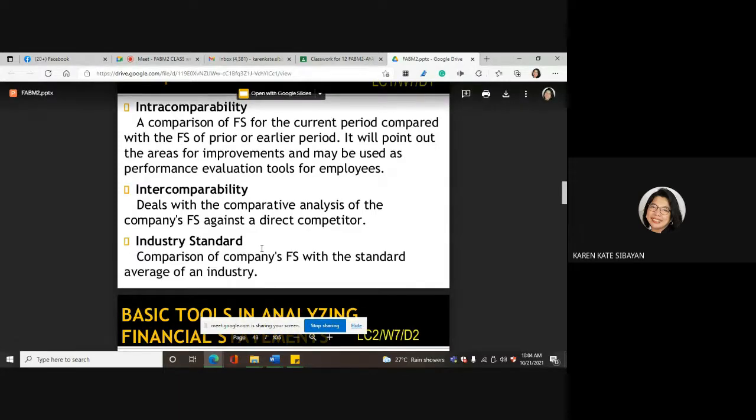Next, industry standard. Comparison of company's financial statement with the standard average of an industry. Meaning to say, i-check mo, for example, bakery industry. Ano bang trend ng financial statement kapag sa isang bake shop? So you can search sa internet. Di ba meron naman siyang, pag sinabing comprehensive, depende kasi kung comprehensive income yan ng yearly or monthly, matitrace mo na kaagad doon. Anong bang trend?